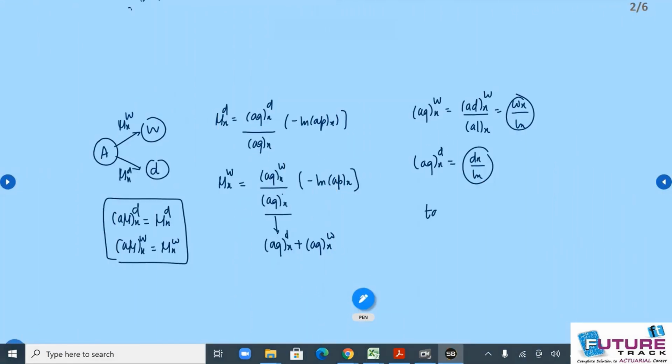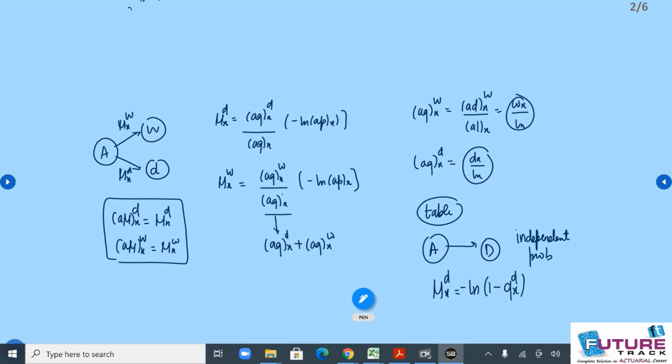So class, in the first table, we have given only one decrement. The person is active and he may die. So this is the example of independent probability, right? And class, in independent probability, my mu x d, it is equal to what? Minus log 1 minus qxd. Fine. Plus mu xw, it is equal to mu xw.